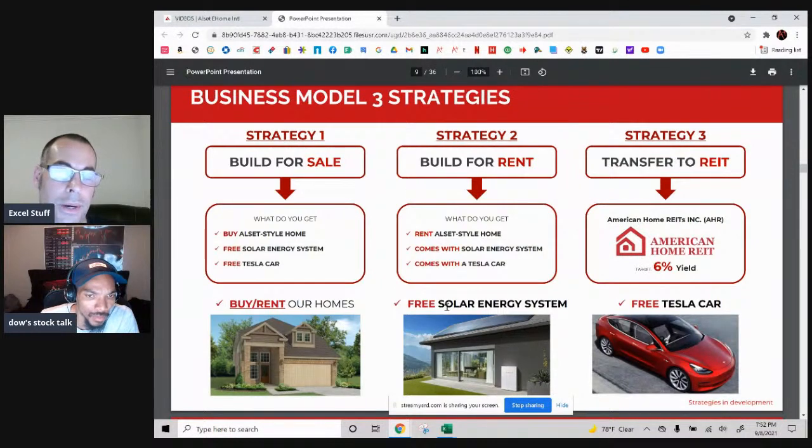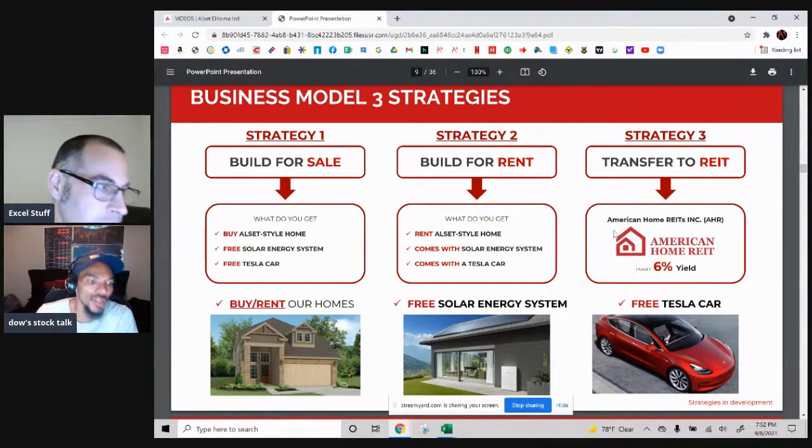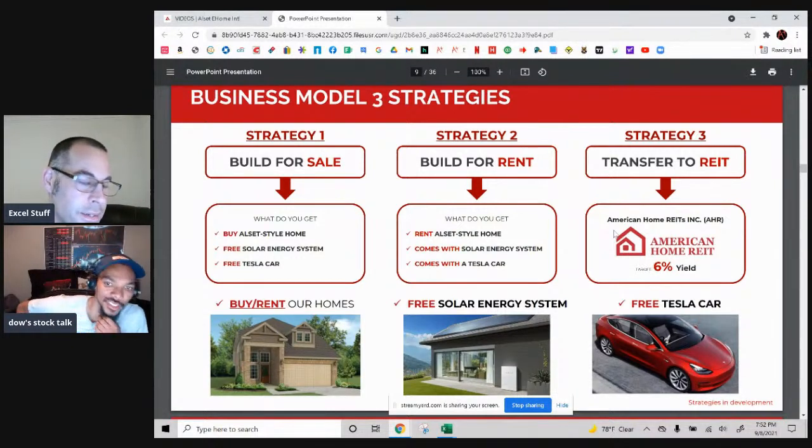And all the people who rent homes, that's going to go into a REIT, which is going to pay 6% dividend, because he owns 2 REITs, this guy. You guys know what REITs are, right? Eamon, you know what a REIT is, right? Yeah, real estate investment trust.